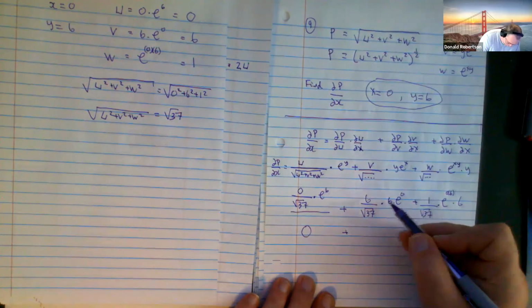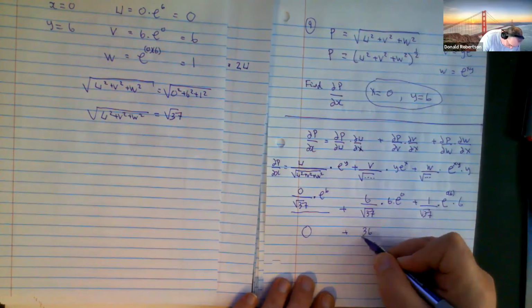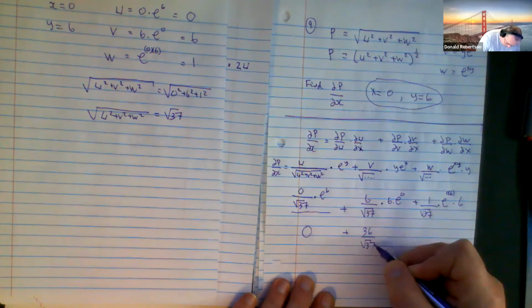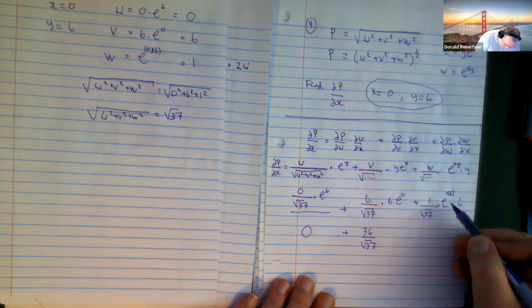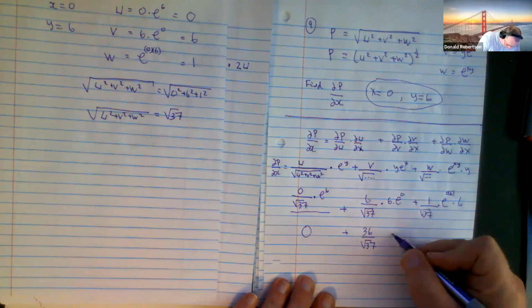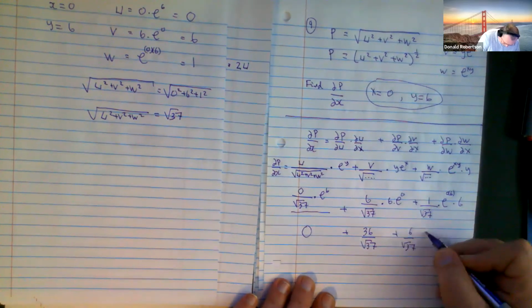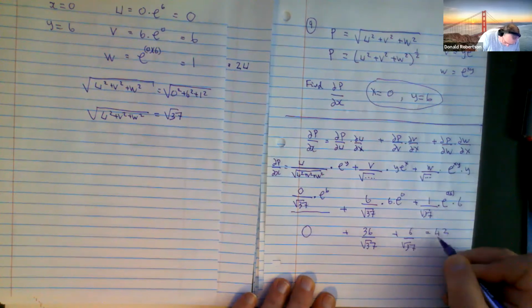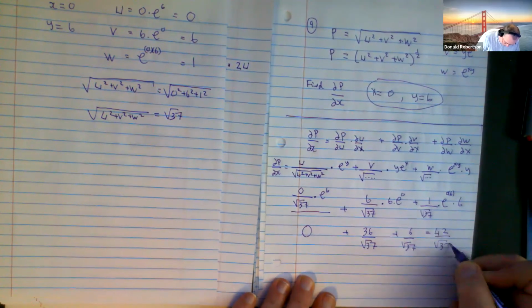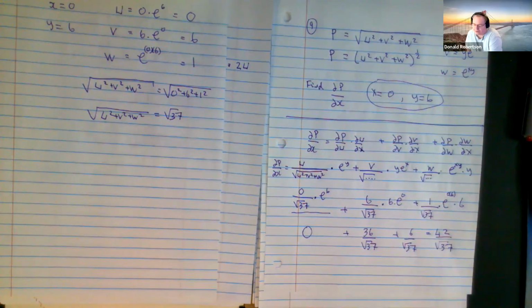That's 1. So 6 times 6 is 36. And that's 1, and that's 1, and that's 6. So that just gets me 6. So if I haven't screwed this up, isn't the answer 42 over the square root of 37? Provided I didn't make any mistakes and I can count.